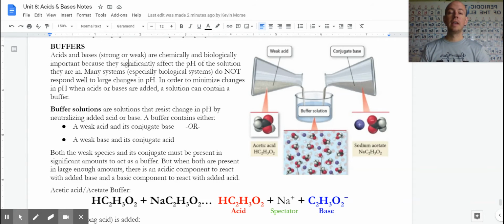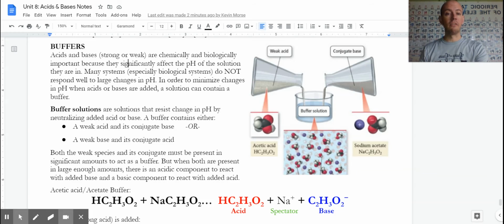The way it can do that is by being able to neutralize more acid and being able to neutralize some base. The way you can make a solution that does that is make a solution that has a significant amount of an acid and a base. And it's most commonly a weak acid, or it needs to be, a weak acid with its conjugate base, or a weak base with its conjugate acid. And we'll see examples of each.